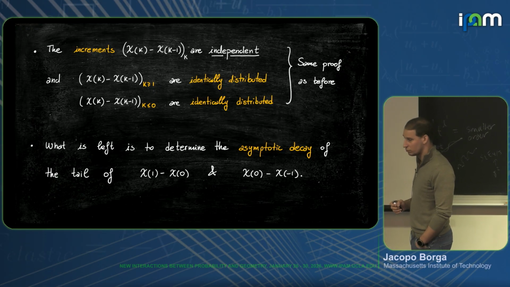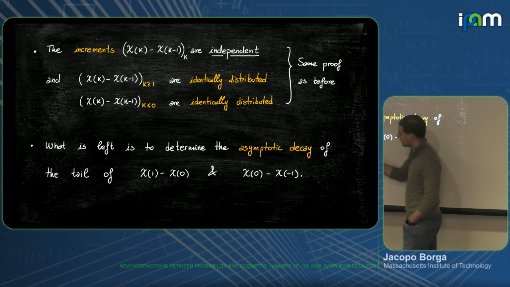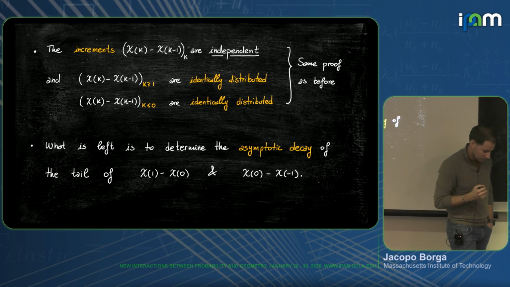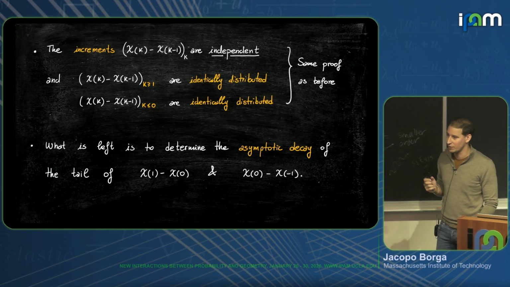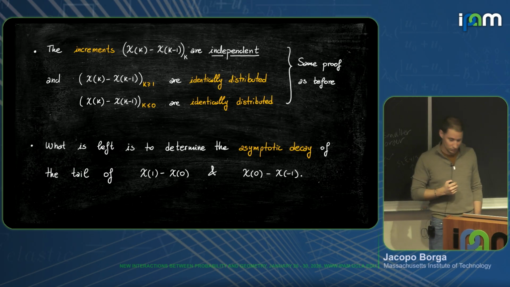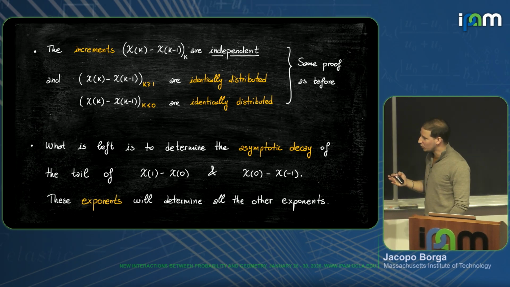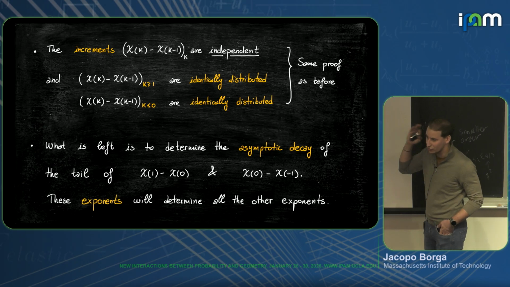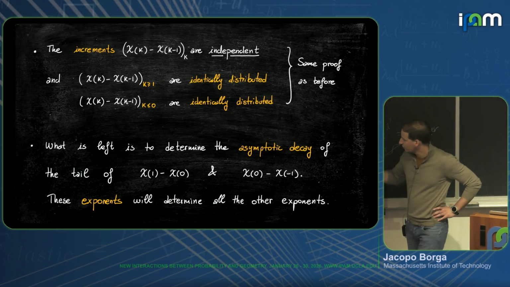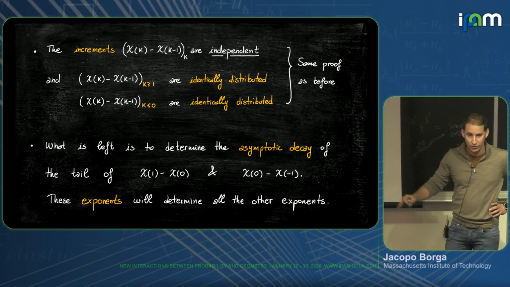What is left to do is to analyze the asymptotic decay of a step on the right and a step on the left. If we can understand how the tail behavior of these two random variables behaves, then we're done, because this is what is left to prove convergence to alpha-stable Lévy processes. So if we get the exponents of the tail of these two random variables, we get all the other exponents that we saw so far. So the key quantity is understanding how these random variables decay when they're big.